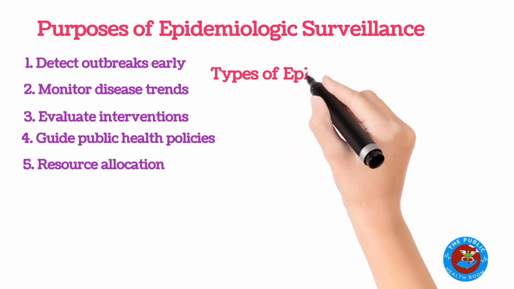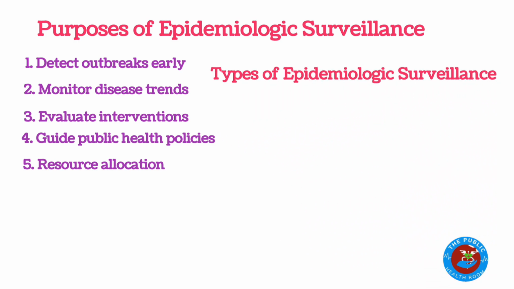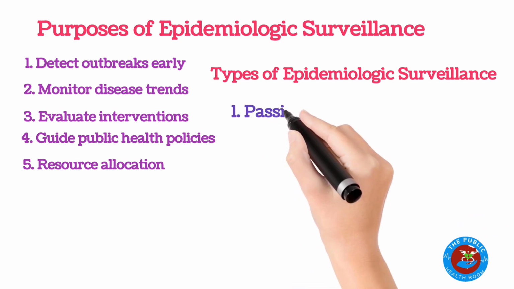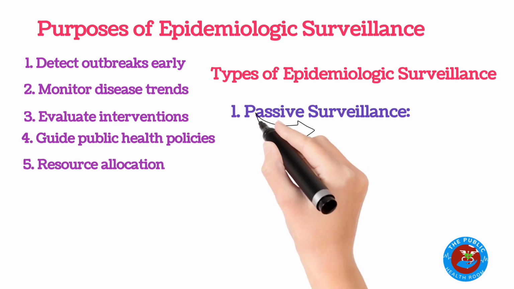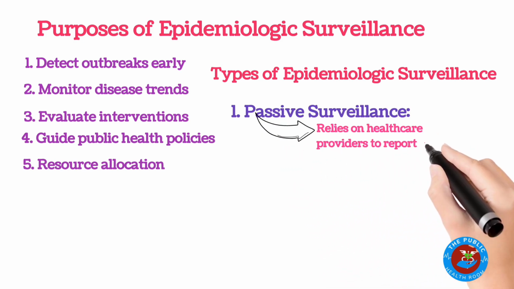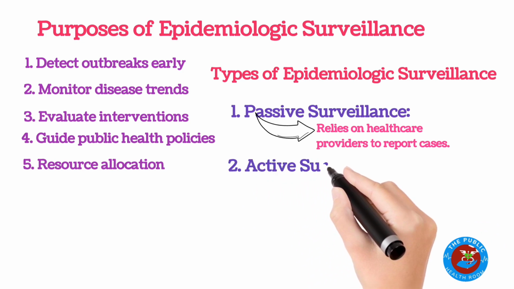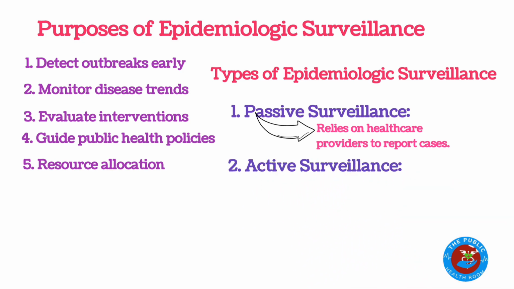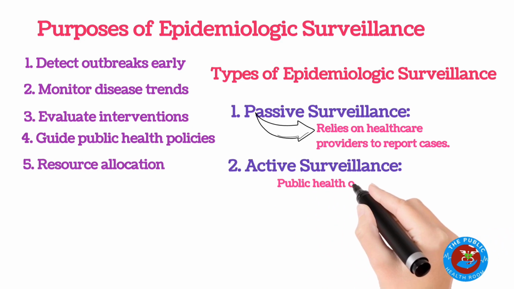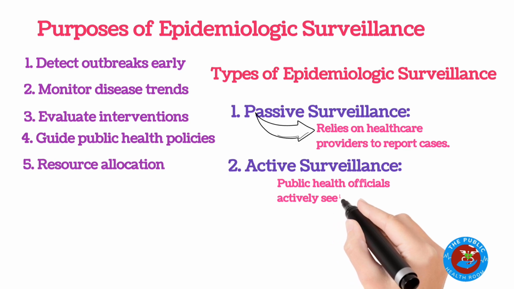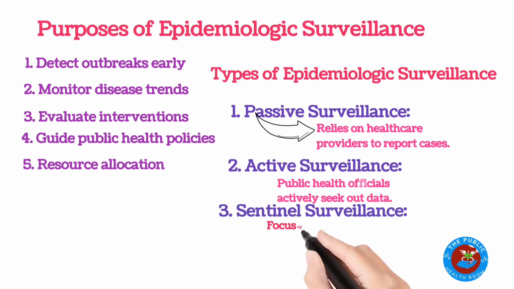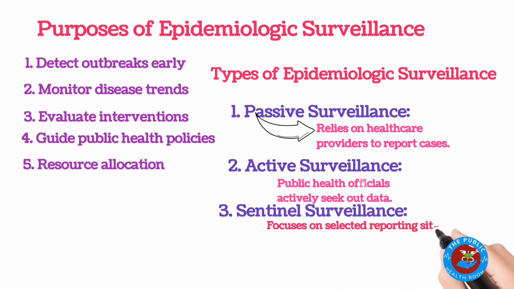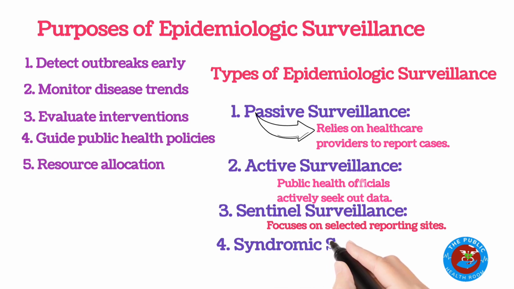Types of epidemiologic surveillance. Surveillance systems come in various forms, each designed for specific purposes. 1. Passive surveillance. Relies on healthcare providers to report cases. Cost-effective but prone to underreporting. 2. Active surveillance. Public health officials actively seek out data. More accurate but resource-intensive. 3. Sentinel surveillance. Focuses on selective reporting sites. Useful for monitoring specific diseases or trends.